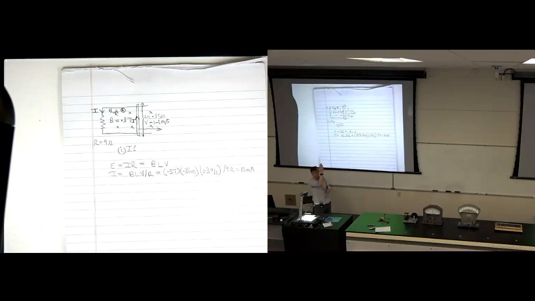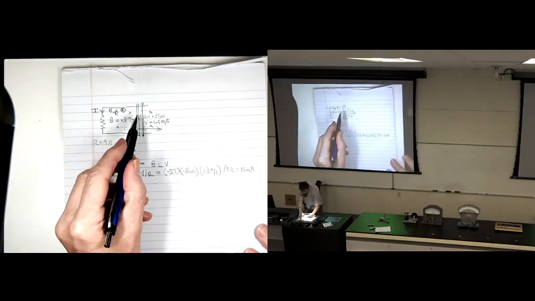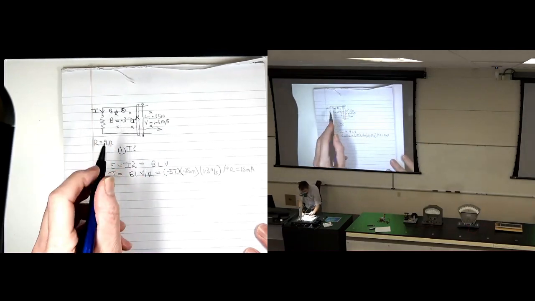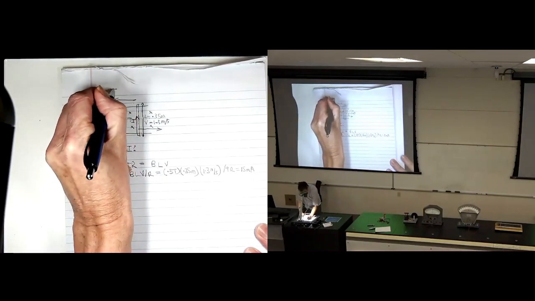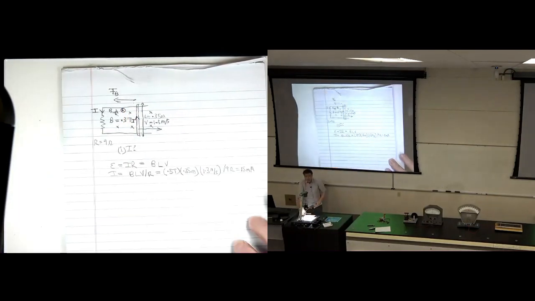I'm going to curl my fingers in the direction of the field, that's into the screen. My thumb is now pointing over towards the right. That's the direction of the magnetic force. It's towards the right. And so, given this current in this magnetic field, I'm going to draw the force arrows up here. We know we've got a magnetic force that's over towards the left-hand side. And so there's a magnetic force on that rod because it's a current-carrying rod in a magnetic field.